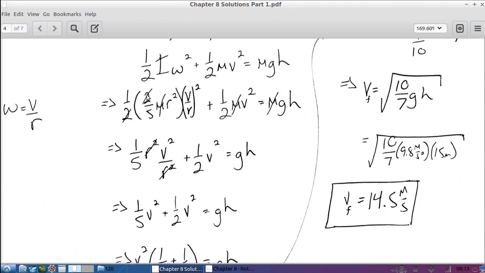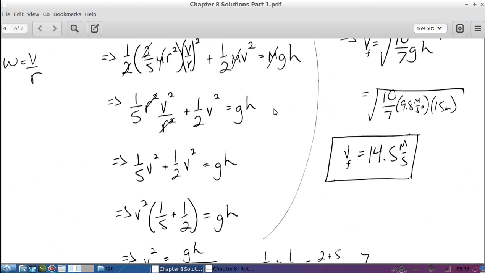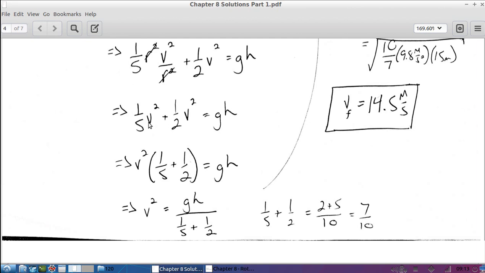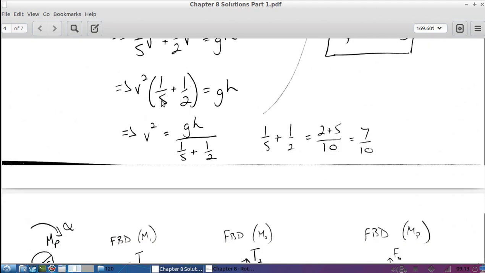So what goes away? The 2's go away. Every term has a mass. That's great. Right? Here's the mass, here's the mass, here's the mass. Every term has a mass, so I can divide both sides of the equation by the mass. They go away. Square the v, square the r, and the radius goes away here. Right? The r squared terms go away. So that's good. So I've got 1/5 v squared plus 1/2 v squared is gh. So I'm solving for v. Let's factor a v squared out. I've got 1/5 plus 1/2.